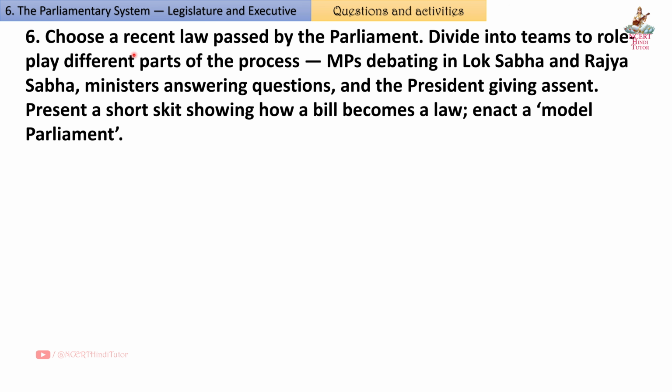Question 6. Choose a recent law passed by the Parliament. Divide into teams to role play different parts of the process. MPs debating in Lok Sabha and Rajya Sabha, ministers answering questions, and the president giving assent. Present a short skit showing how a bill becomes a law. Enact a model parliament. Answer.